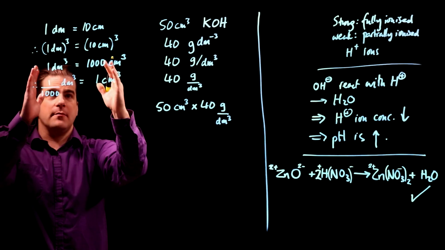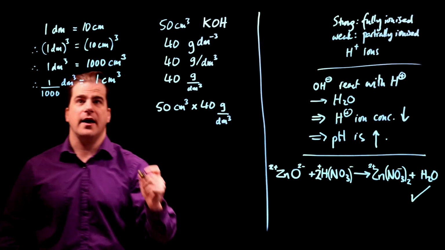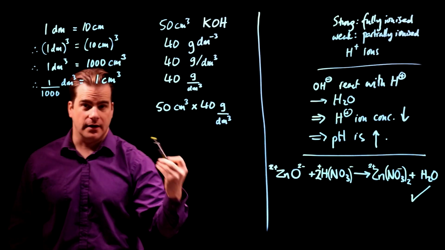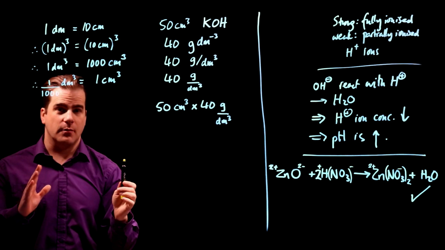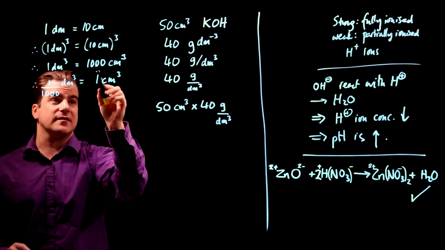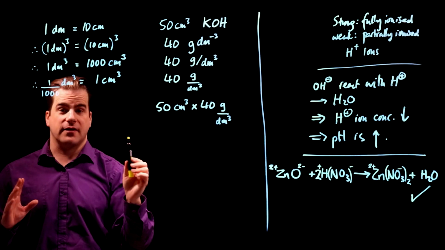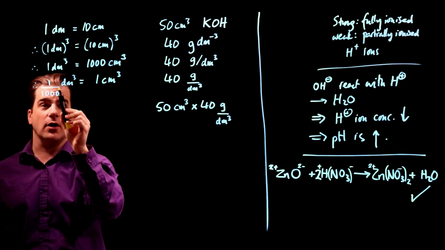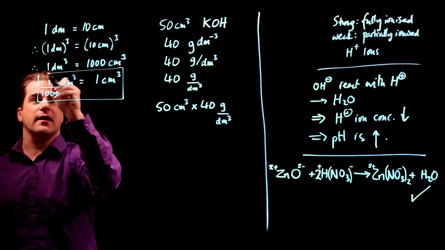So if you can't remember that, that's fine. Like I say, just go off to the side on the page and write this down and you'll get there. All you have to remember is that 1 dm, 1 decimeter is 10 centimeters. Therefore 1 decimeter cubed is 1,000 centimeters cubed. And therefore, by dividing both sides by 1,000, you get 1 cm cubed is 1 over 1,000 dm cubed. So you have to get to that point there.